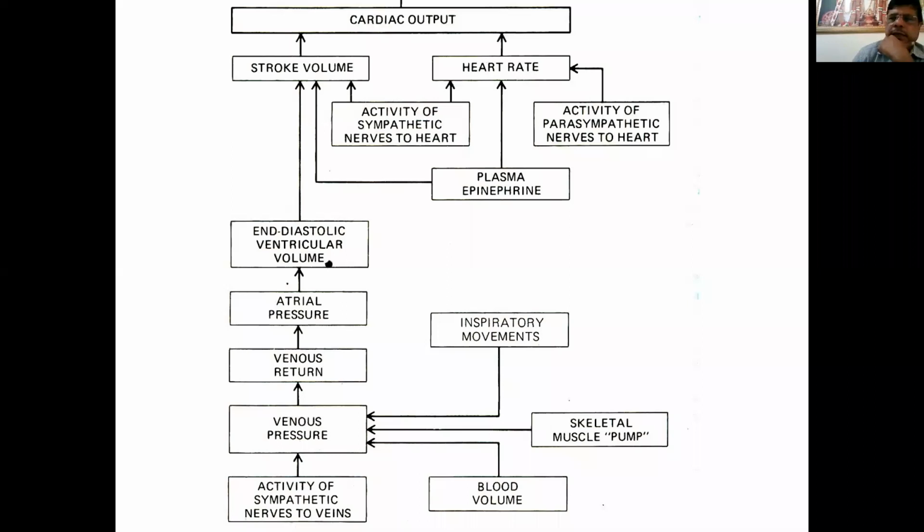Anything you would like to add here? Are you able to hear me? Yes, sir. You can add the cardiac pump here. And this inspiratory movement is which pump? Thoracic or respiratory? Respiratory pump.